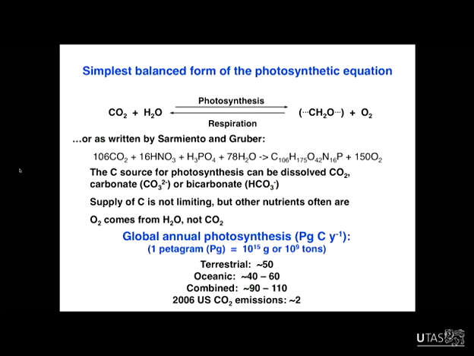And if we were to compare, these numbers here are the billions of tons of carbon that are being fixed out of the dissolved phase and into the particulate phase per year. The amount of CO2 emitted by the US in 2006 was about 2 petagrams or gigatons of carbon. So these are massive numbers with regards to the cycling of carbon on Earth.